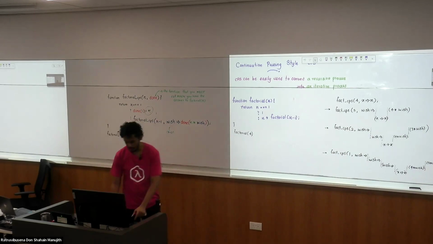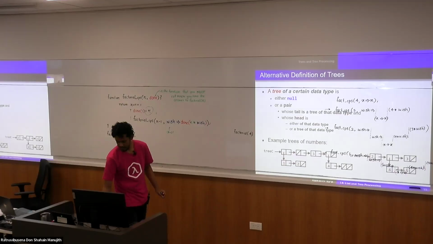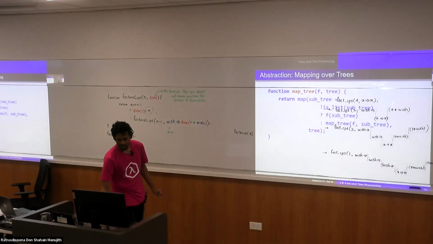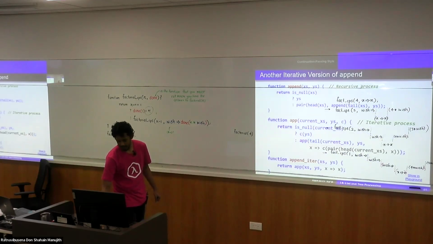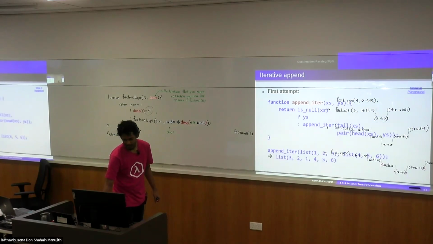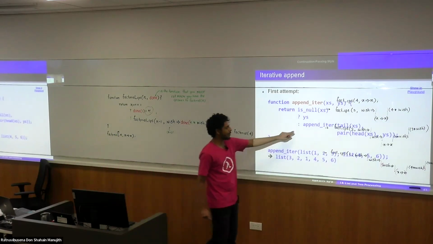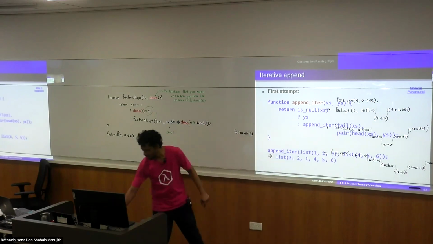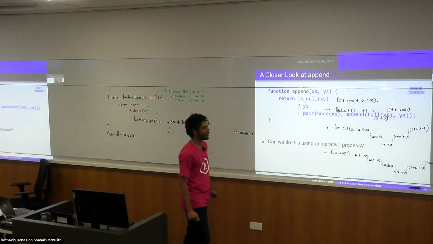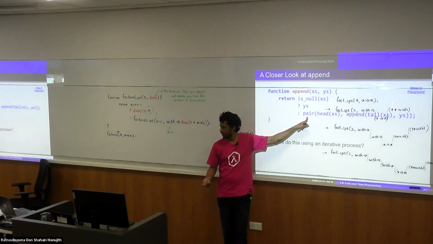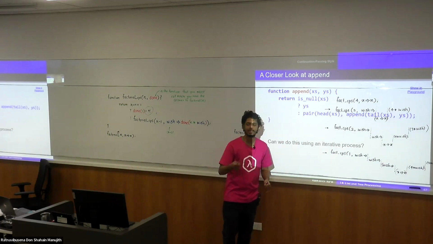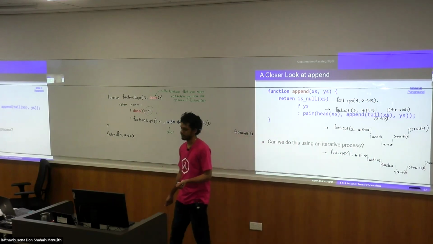So in the lecture slides, now you should be able to write, for example, here they have converted append. This append is a recursive process generative function, right? Because you have this pair outside. So if you want to convert this into an iterative process, you can use CPS.